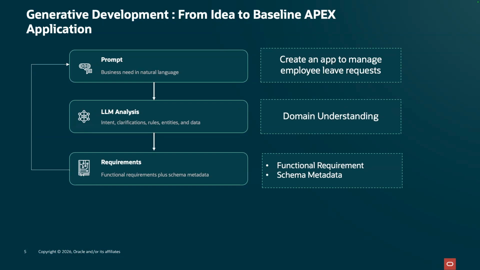So once you have this functional requirement document, next step, you go back to your prompt and ask it to generate database objects: create table, indexes, views, triggers, everything. It will look at your functional requirement document and come up with the database objects.